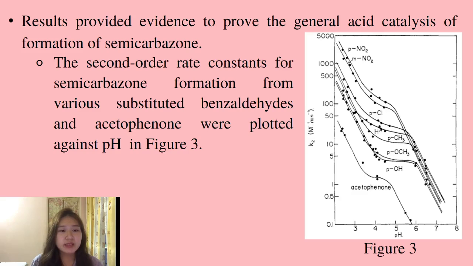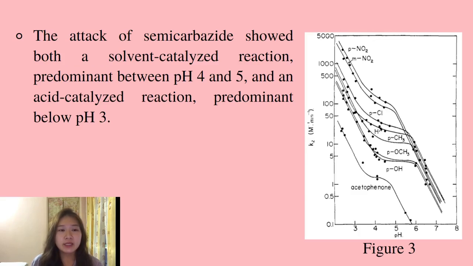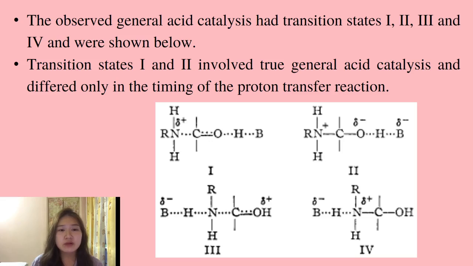The results provided evidence: the second order rate constants for semicarbazone formation were plotted against pH in figure 3. The attack of semicarbazide showed both a solvent-catalyzed reaction predominant between pH 4 and 5 and an acid-catalyzed reaction predominant below pH 3. The observed general acid catalysis had transition states 1, 2, 3, and 4 and were shown below. Only transition states 1 and 2 evolved through general acid catalysis.